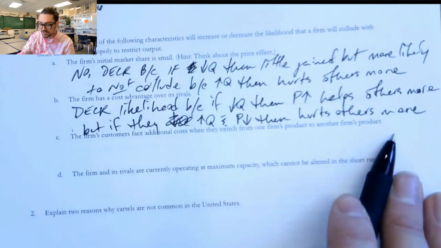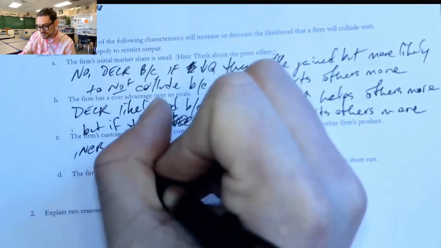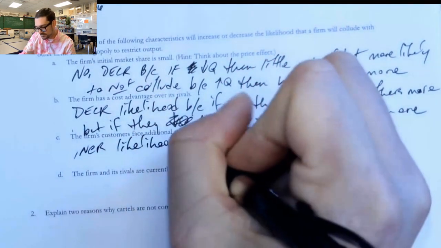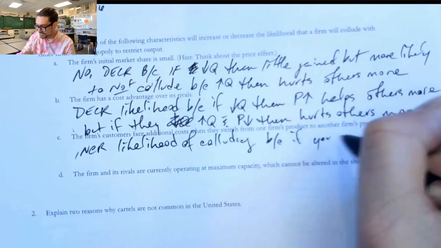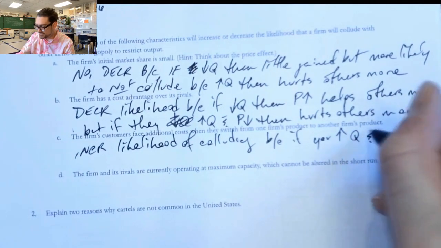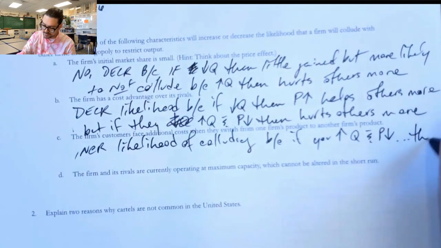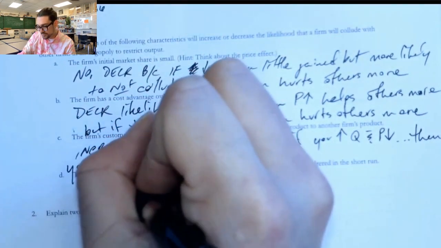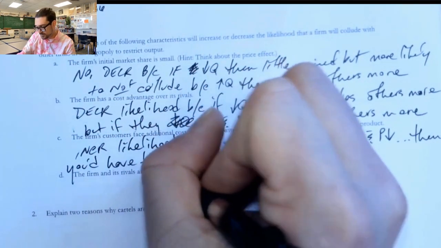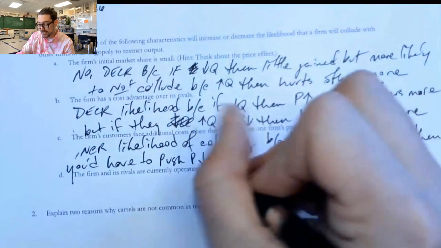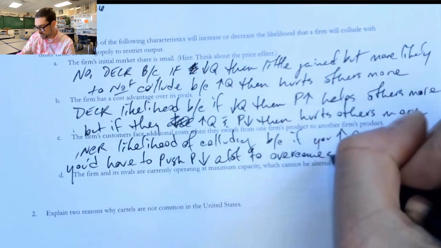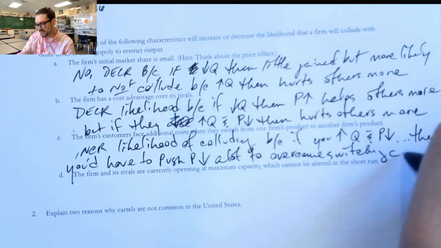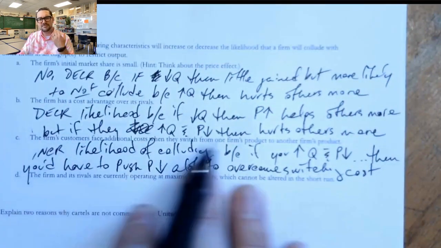And these last two, the firm's customers face costs additionally when they switch from one product to another. It actually increases the likelihood of colluding. Because if you increase your quantity and price goes down, then you'd have to push price really far down, a lot, to overcome switching costs.